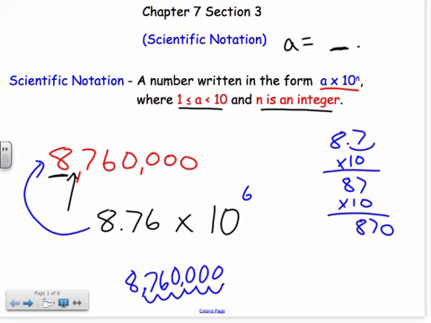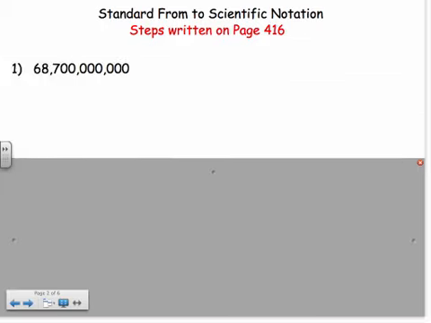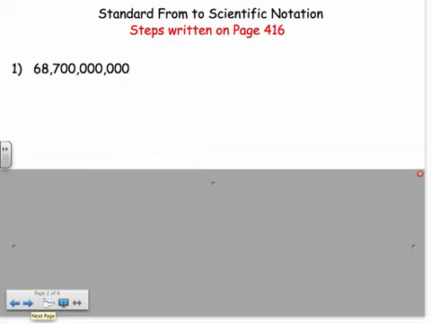It might help to go from standard form to scientific notation right away. These steps are written on page 416 of your book. I don't think it's very good to try to memorize those steps. If you can just reason why it works the way it works, then you don't have to memorize these steps. And so that's why we want to do it that way. So let's just take a look at an example and see if we can make sense of this.